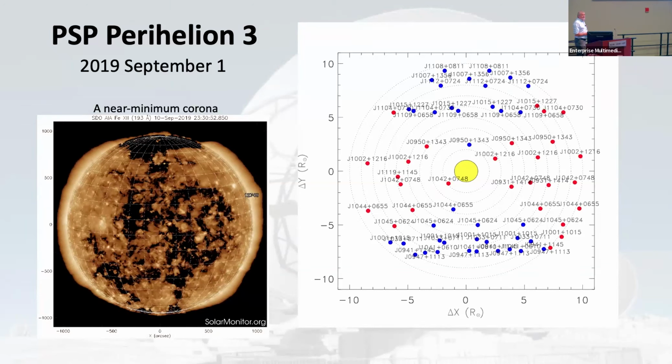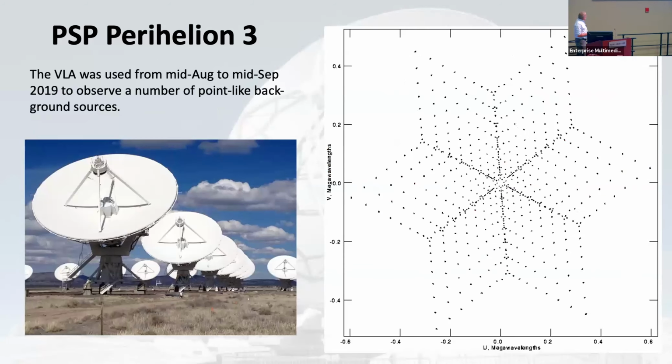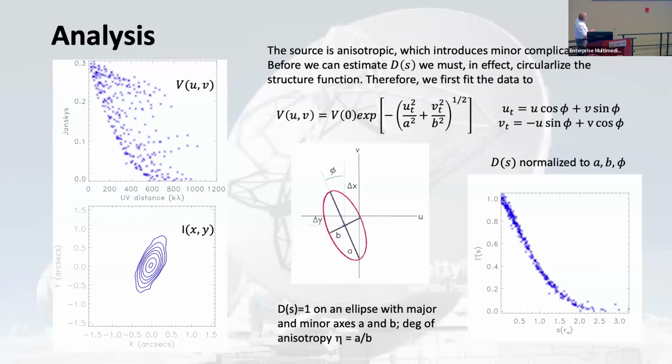All those dots refer to background sources that we measured angular broadening with the VLA. That's the instantaneous number of Fourier components that we're measuring in 2D, okay? And up here in the upper left is the visibility amplitude as a function of spatial scale. It doesn't look very clean, it looks kind of messy, but if you do the inverse Fourier transform and make an image, that's what the source looks like. That's the scatter-broadened source.